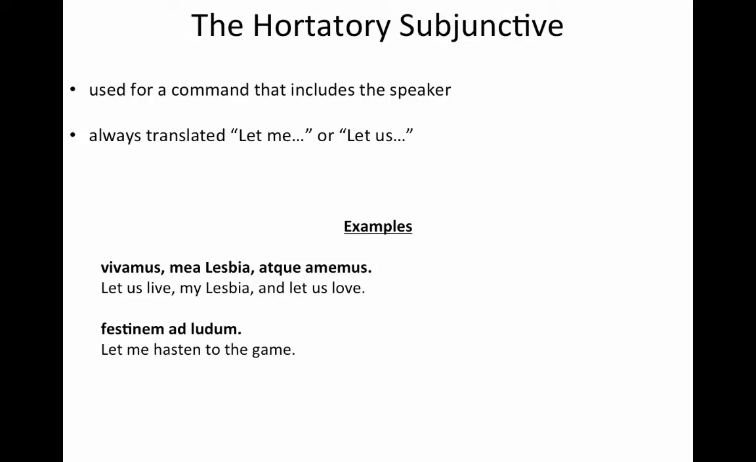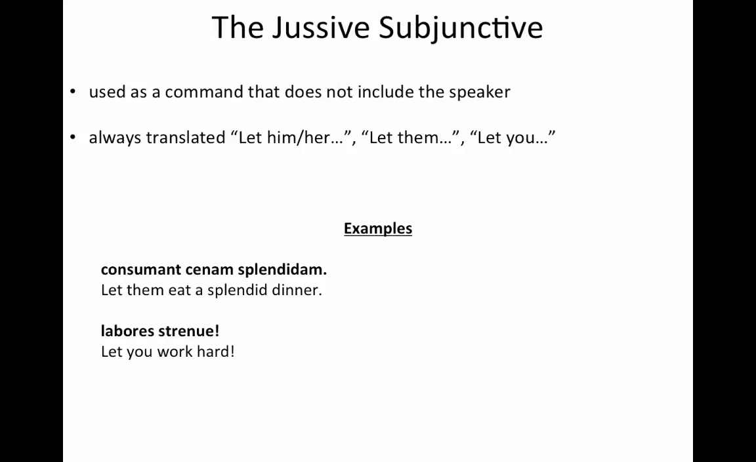So a classic example from Catullus, vivamus mea Lesbia atque amemus, let us live, my Lesbia, and let us love. And then an example in the singular, festinem ad ludum, let me hasten to the game. Note that in both of these sentences, our subjunctive verbs are the main verb of the sentence, which is unusual. Usually it's the subordinate.